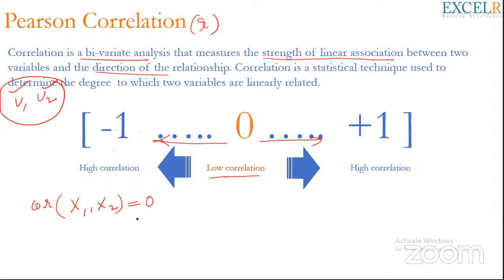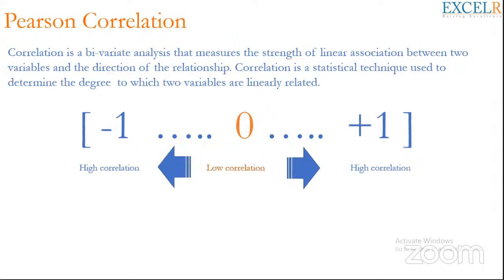If the correlation coefficient is -1, this is called a high correlation, but it is a negative correlation. If it is +1, that is also called a high correlation, but a positive correlation. So these are the three things we have to understand. The correlation coefficient range is -1 to +1. And if the correlation coefficient is 0, that means there is no linear association between the two variables. So the values are always between -1 and +1.